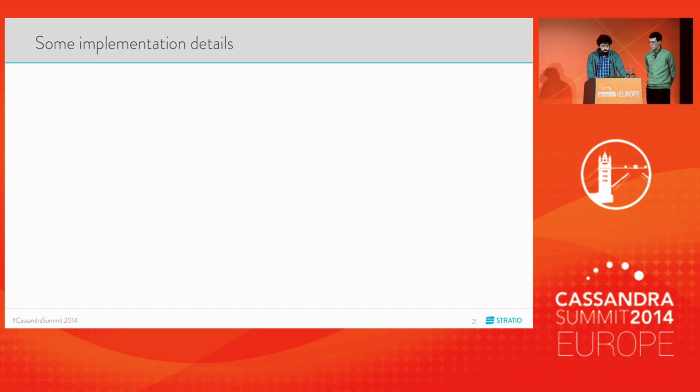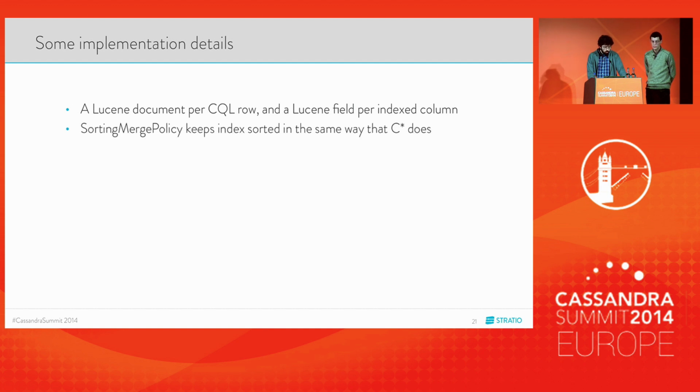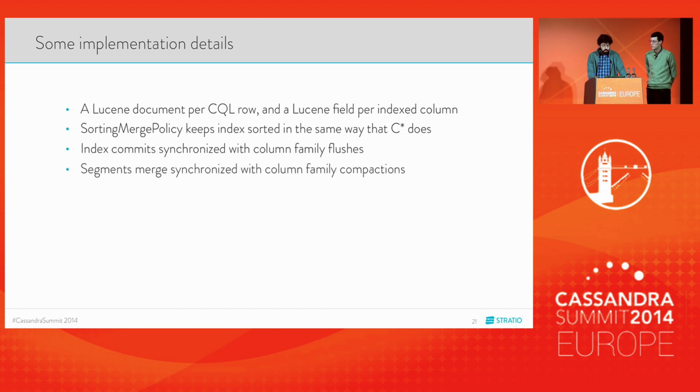With respect to the implementation, we would like to highlight some internal details. Each SQL row is mapped to a Lucene document and each column to a field. The documents are sorted in Lucene in the same way as Cassandra's, using a sorting merge policy. Document writes are committed to the Lucene index at the same time as the Cassandra column families are flushed. And finally, the Lucene index segment merges are synchronized with Cassandra column family compactions.